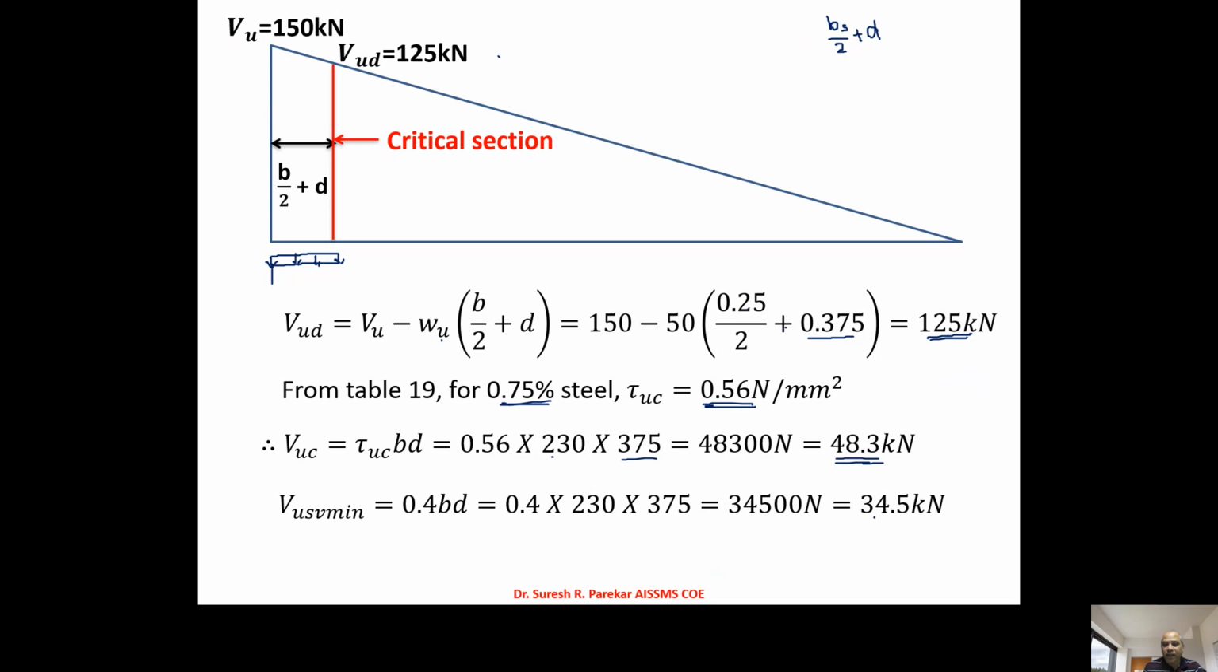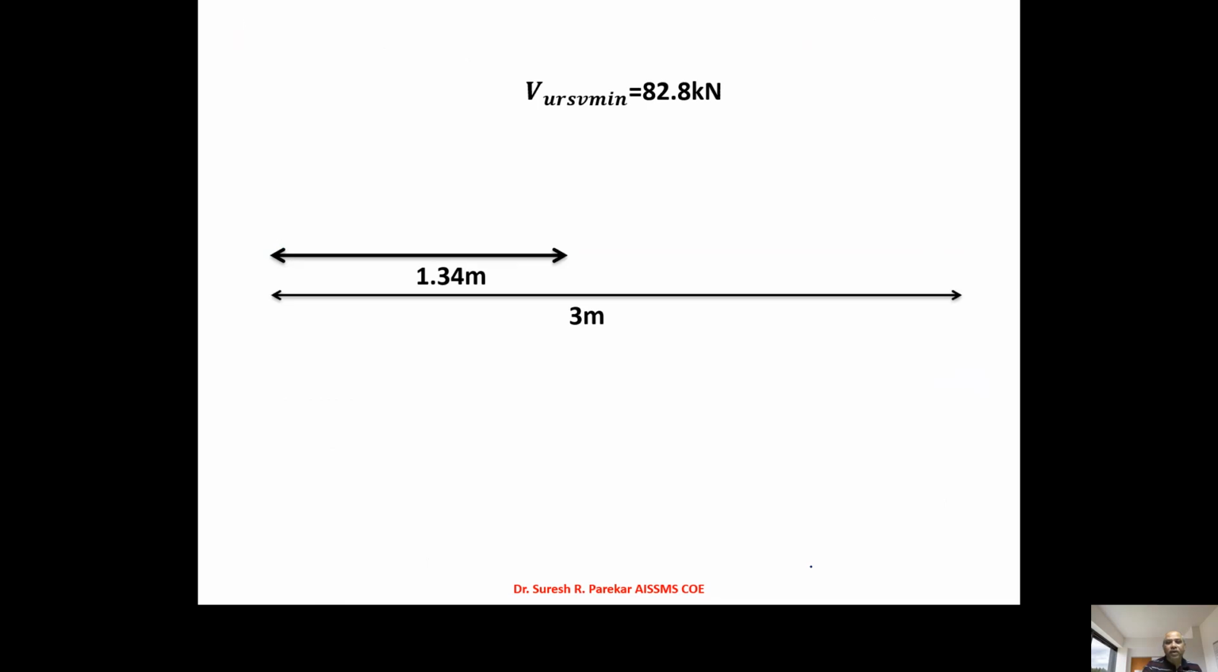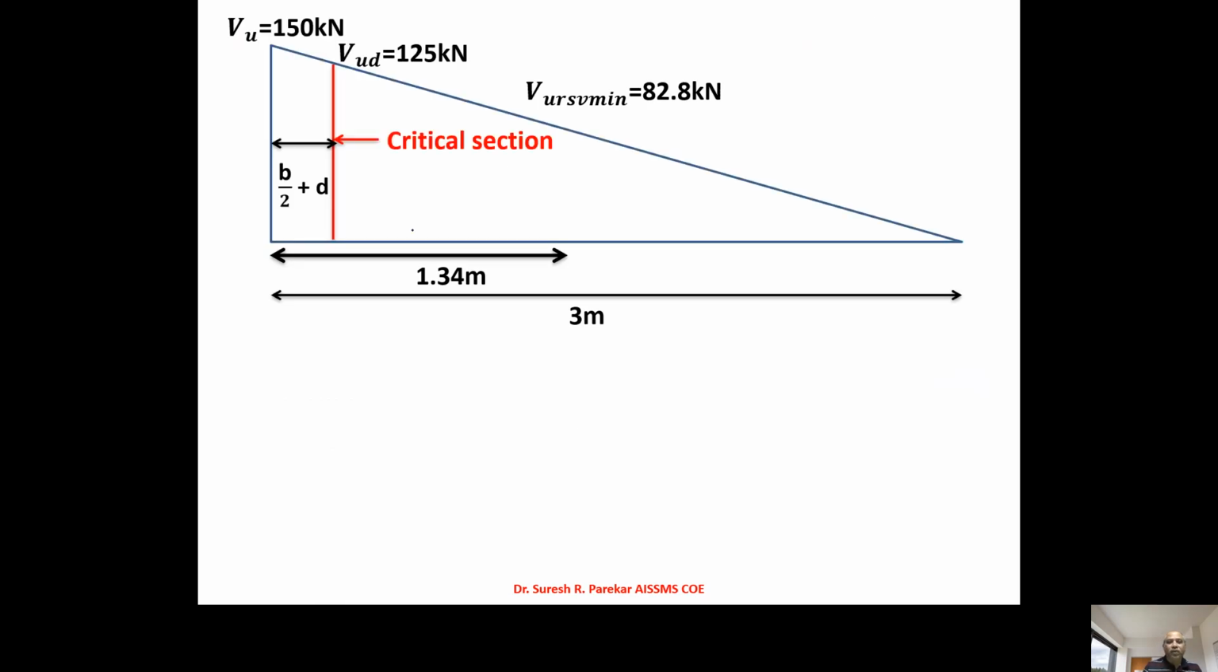So we have Vusv minimum and Vuc, which gives us Vu,rsv minimum equal to Vuc plus Vusv minimum. This Vu,rsv minimum, the combination of Vuc and Vusv minimum, gives us 82.8 kilonewton. Now we have this value Vud 125, Vu 150 kilonewton, and Vu,rsv minimum 82.8 kilonewton.